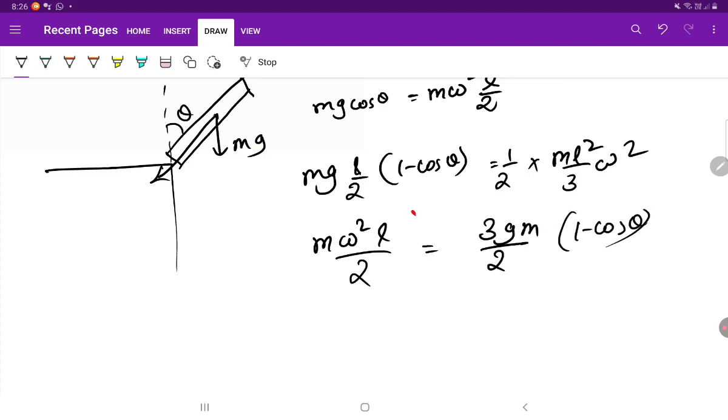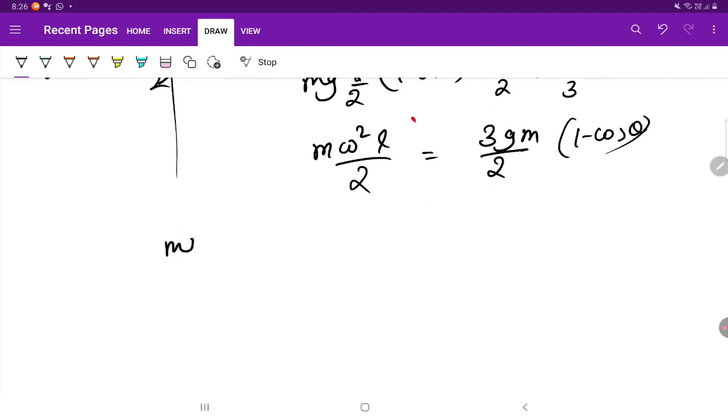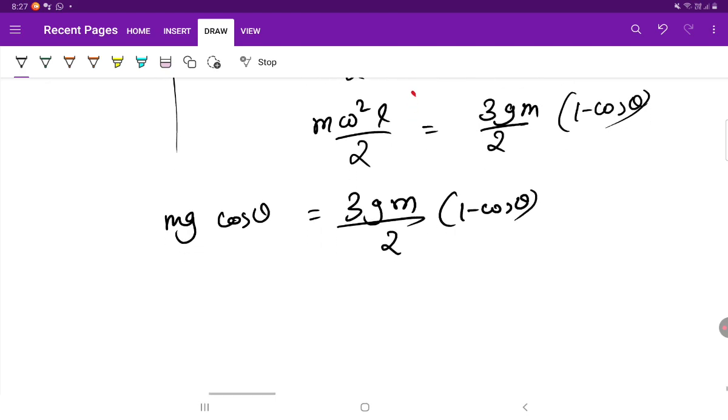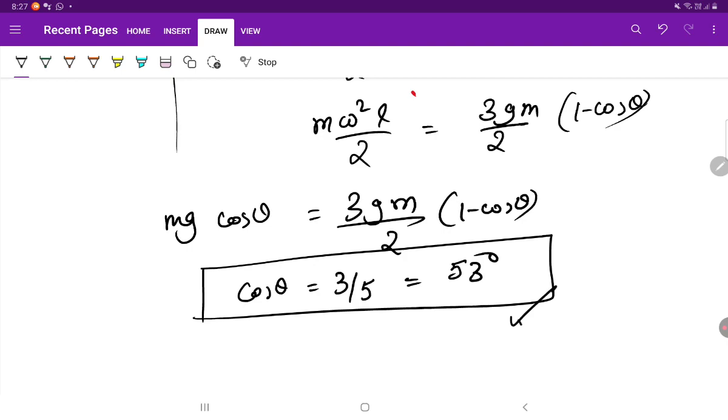So this is my centripetal acceleration into mass. Basically, this will give F equals ma. So mg cos theta is equal to 3mg by 2 times (1 minus cos theta). It is the same as the Irodov question you might have seen, probably around 200 or 300, from rotational mechanics only. That's the procedure which is applied here. Just equate the radial force with the radial acceleration, and you'll get cos theta equals 3 by 5. This implies the angle equals 53 degrees. I hope you got it.